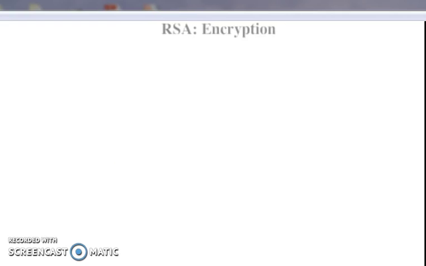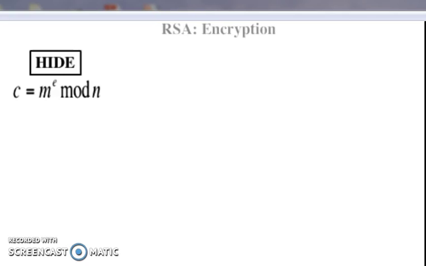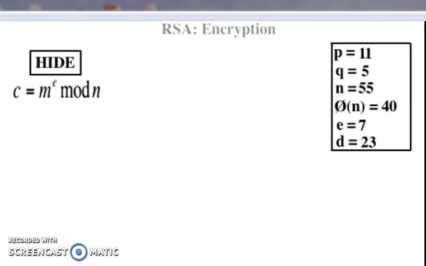RSA encryption. Alice wants to send Bob a message: HIDE. This is the equation to encrypt each plaintext letter. These are the keys from the steps shown previously.